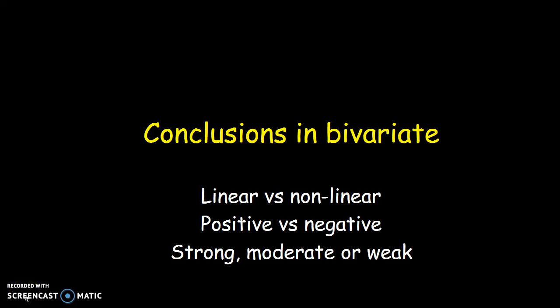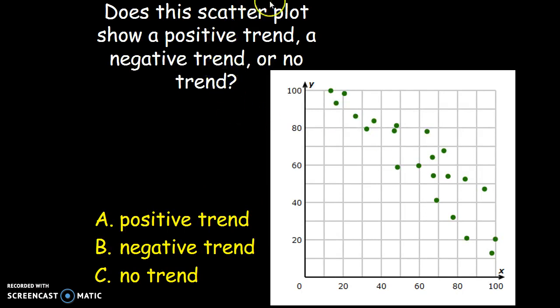Alright, in this video we're going to go through how you would write a conclusion when you're doing bivariate. You normally compare linear versus non-linear. Was it a straight line or not? Positive versus negative, strong, moderate, or weak relationship. So you'd use one of these words, and maybe you could combine them, like moderately strong, in your conclusion. So here are just a few little examples.